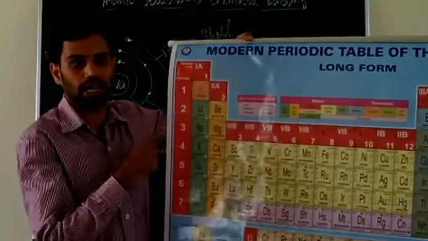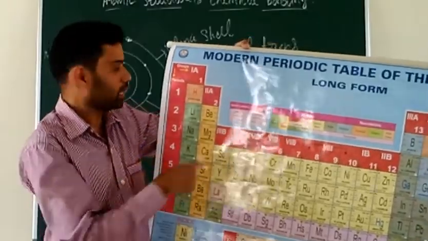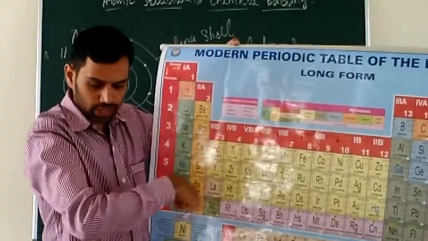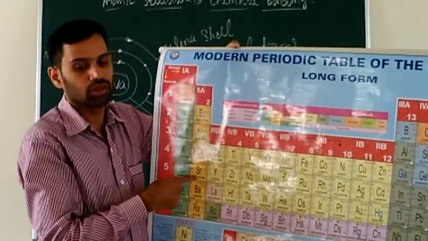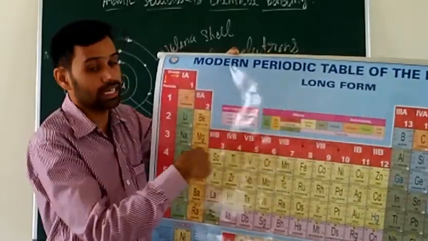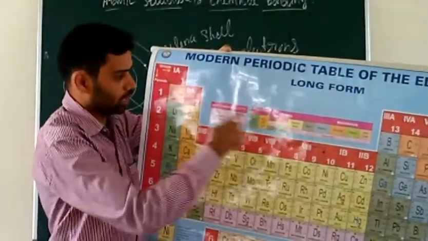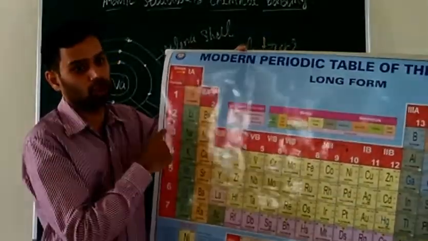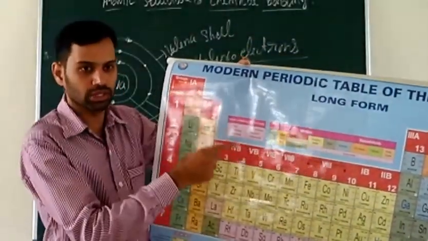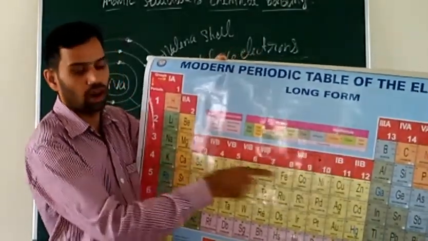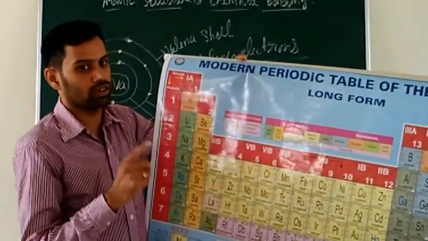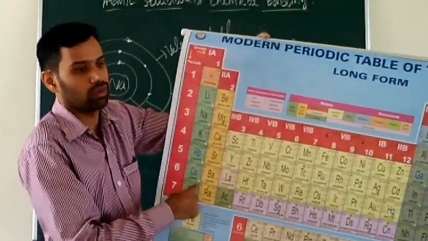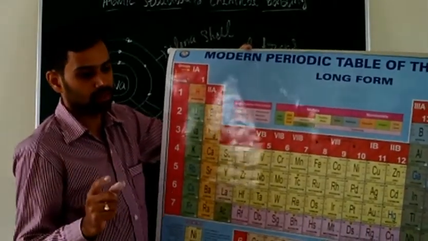In the periodic table, there are 18 groups and 7 periods. The vertical columns are called groups, and there are 18 groups. The horizontal lines are called periods, and there are 7 of them: 1, 2, 3, 4, 5, 6, 7.